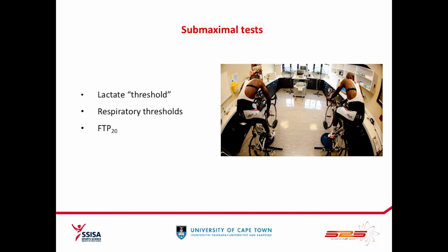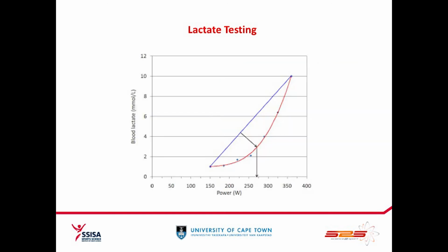These are just random ones that I selected. Okay? This is an example of one. This is the Dmax method. You take the first value and you take the second value. You look at the greatest distance between a point connecting the two and the actual curve fitted to the lactate values, and where that's the greatest distance indicates the lactate threshold.